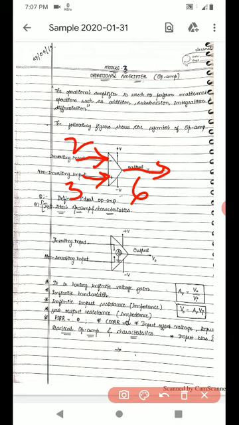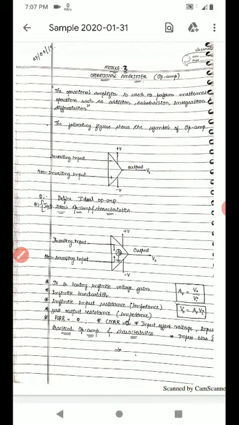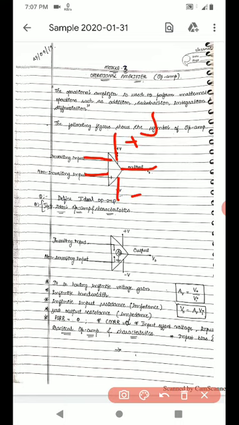We'll see afterwards. Just remember, it has two input terminals. One is inverting, second one is non-inverting, and one output. This is the symbol of the operational amplifier. These are the offset voltages, plus V and minus V.